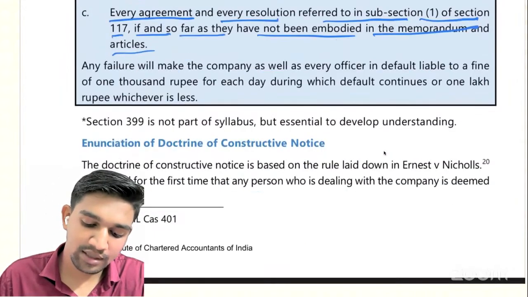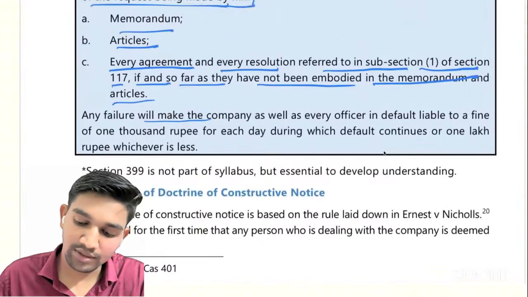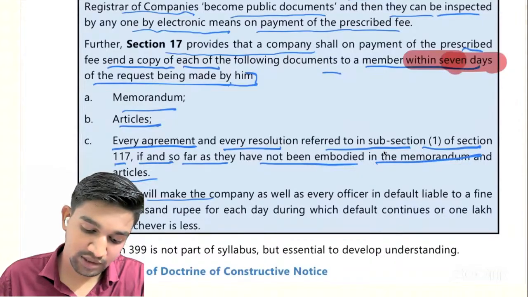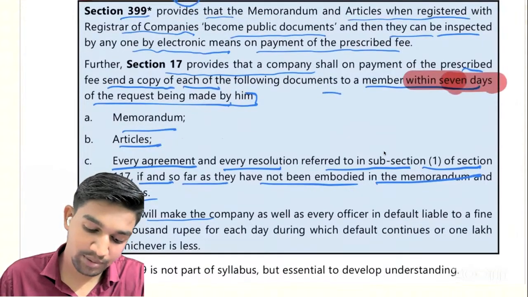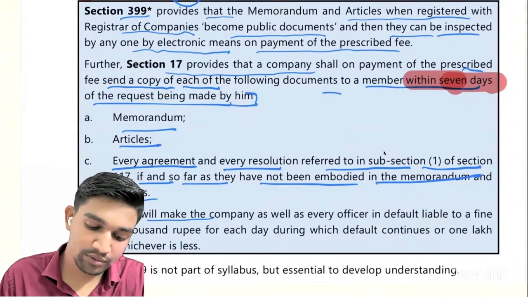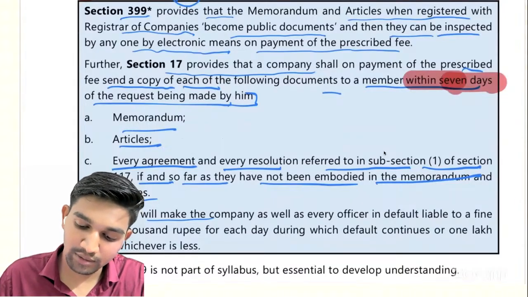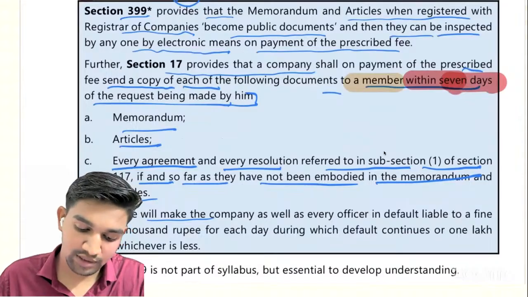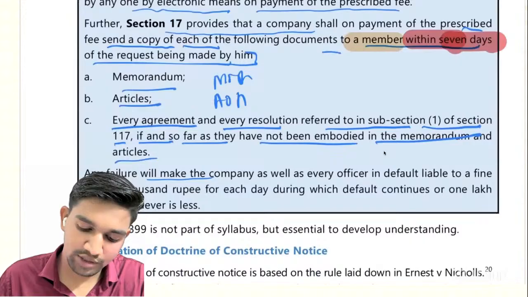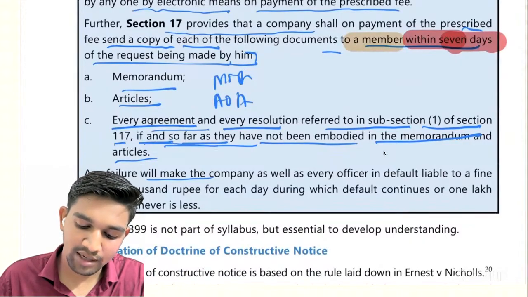Any failure will make... so here, the time is within 7 days. The company shall, on the payment of the fee, send the copy to a member. To a member. So the memorandum, articles of association, and any agreement, if and so far as they have not been embodied in the MOA.